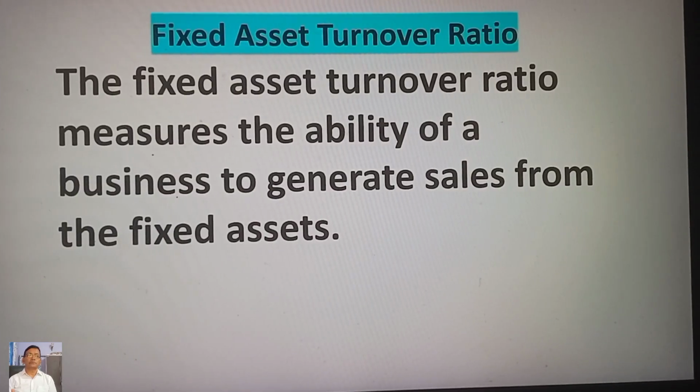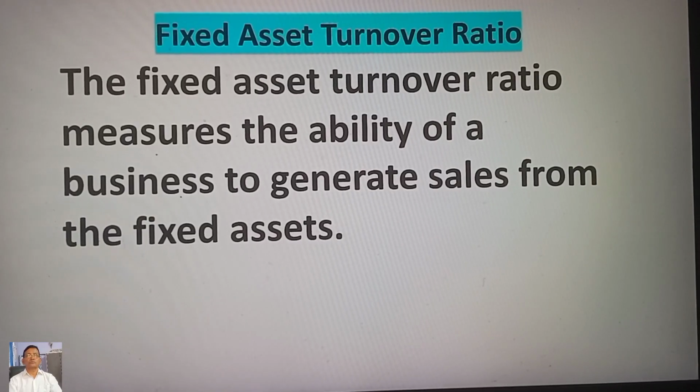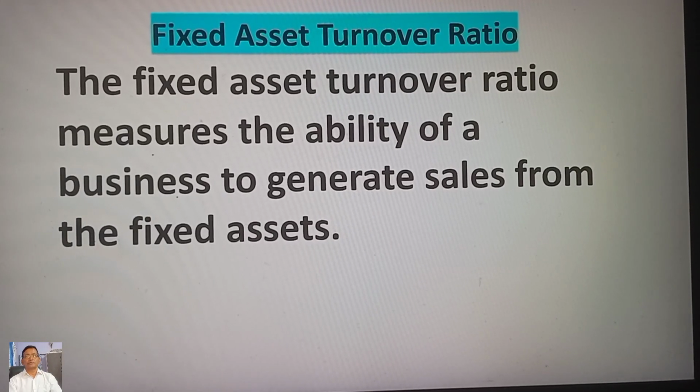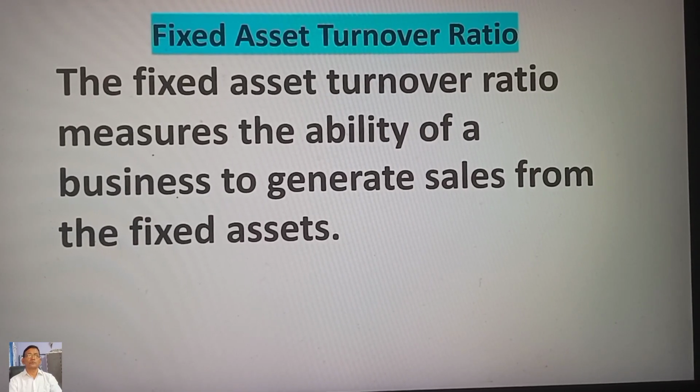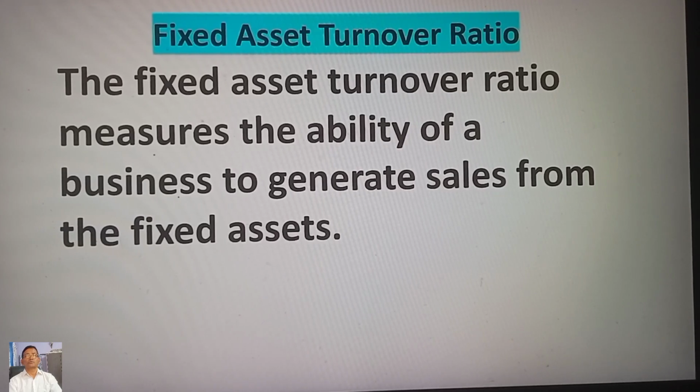The fixed asset turnover ratio measures the ability of a business to generate sales from the fixed assets. The ratio focuses on a company's efficiency in generating sales using its fixed assets such as property, plant and equipment.